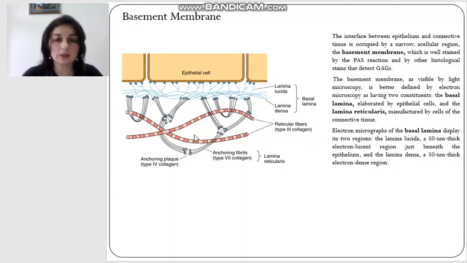The lamina reticularis is produced by connective tissue cells, and it is formed by collagen type 3, which forms reticular fibers. Also here present is type 7 collagen, which forms anchoring fibers. Here we can also find the 13th type of collagen together with the microfibrils. What are the functions of the basement membrane?